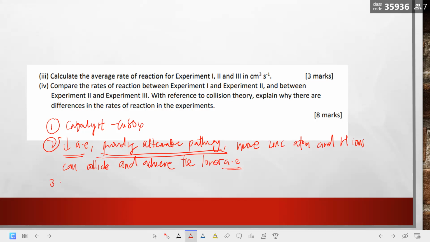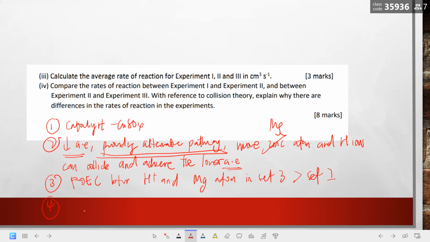Now I go to FOEC. Bhavi, you can go ahead. The frequency of effective collision between hydrogen ions and magnesium in set 3 is higher than set 2. Therefore, the rate of reaction in set 3 is higher than the rate of reaction in set 2. Okay, Bhavi, well done. Good job.